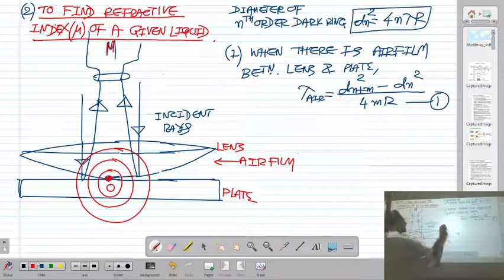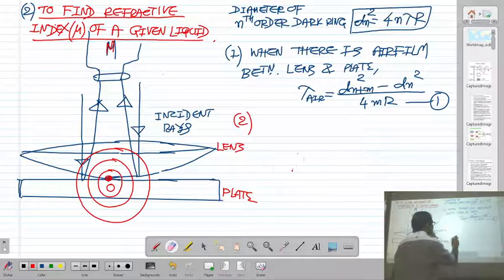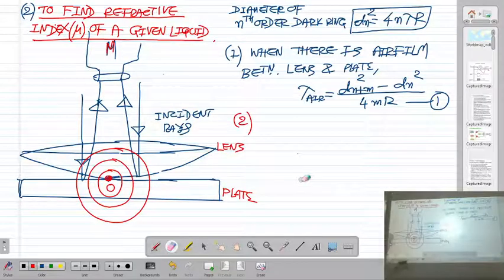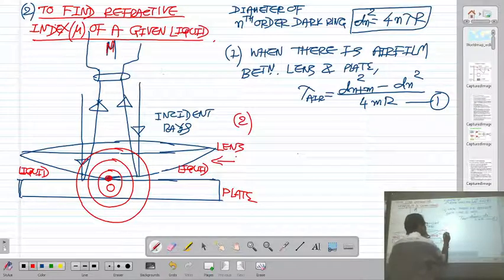Now we discuss the second case. Now instead of air, if a given liquid is put between the lens and plate, then instead of an air film, a liquid film is formed between the lens and plate.